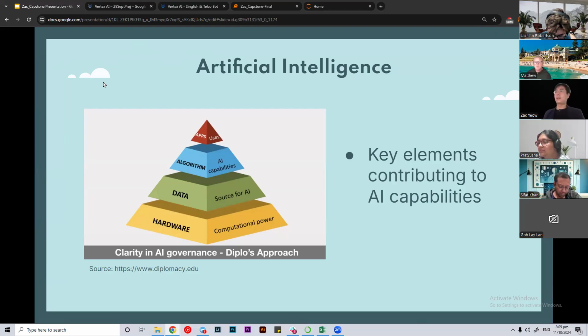Second layer is the data, of course. For AI to learn, it needs data to learn. Then it needs the algorithm, which is the logic and instructions that we give the AI to perform tasks. Then that's where the app comes in, like your ChatGPT or Gemini that we have been using, to run all these AI functions. This is the foundation of AI, and that's where my chatbot lies, in the apps.